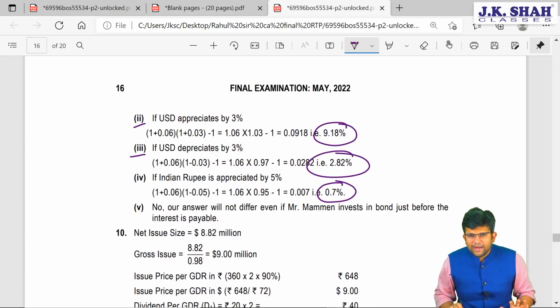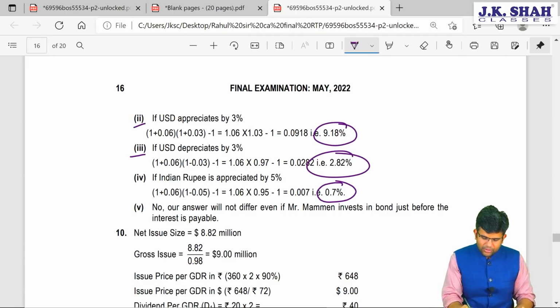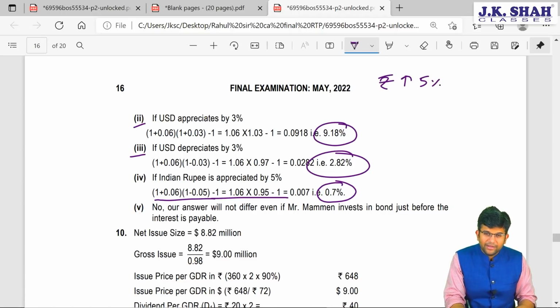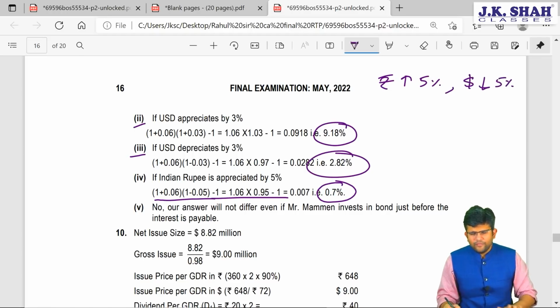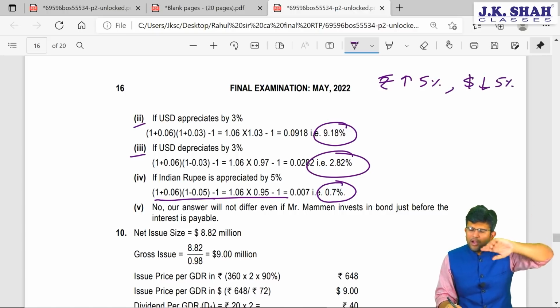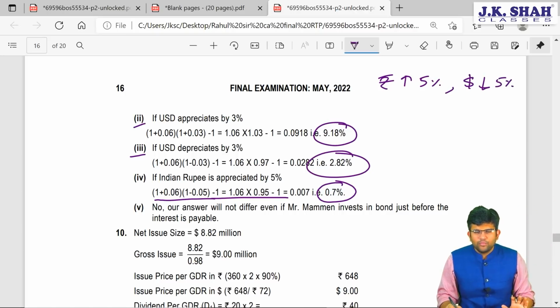I'll tell you why they're getting it. So why is their answer different? Their answer is different because in their solution, if you study it carefully, they have assumed that if rupee appreciates by 5%, that means dollar depreciates by 5%. See, if rupee appreciates against dollar, dollar will depreciate against rupee. That is no debate right there.